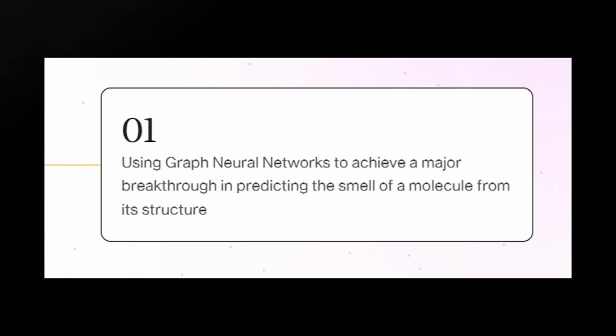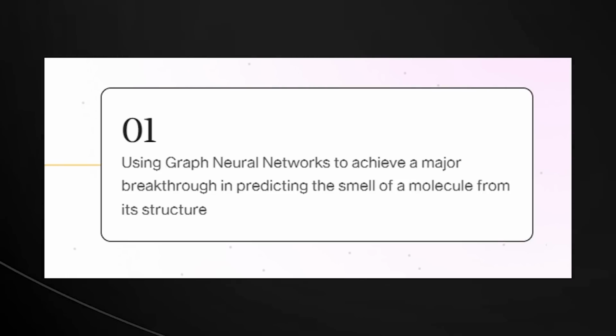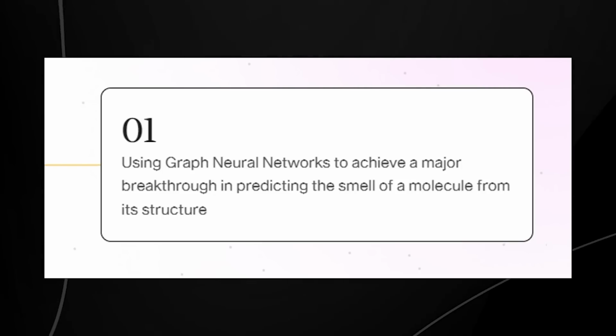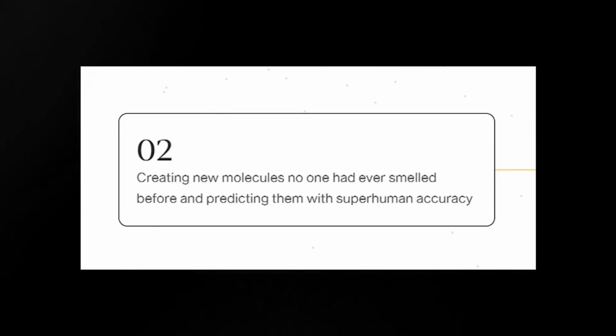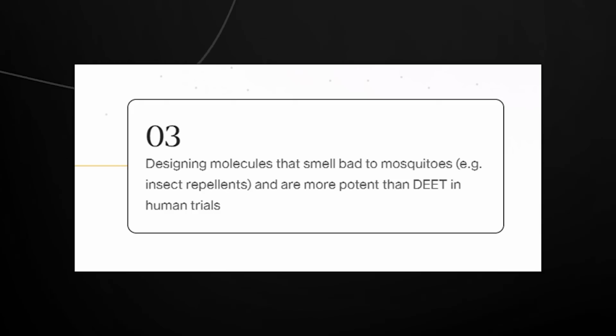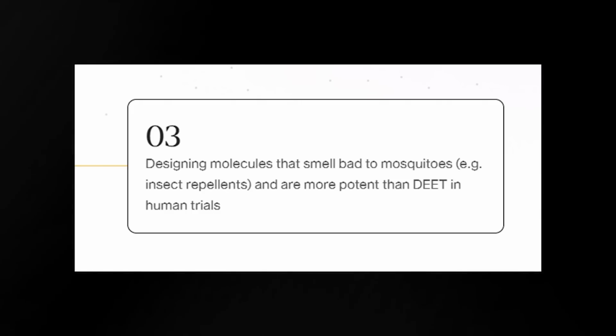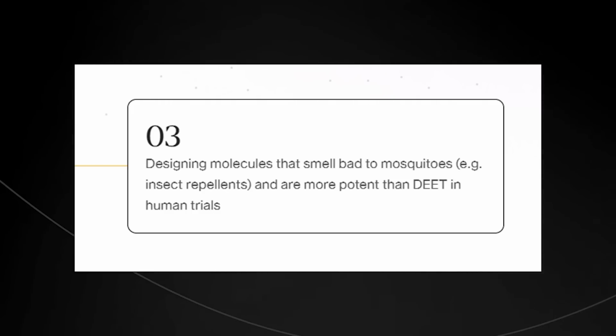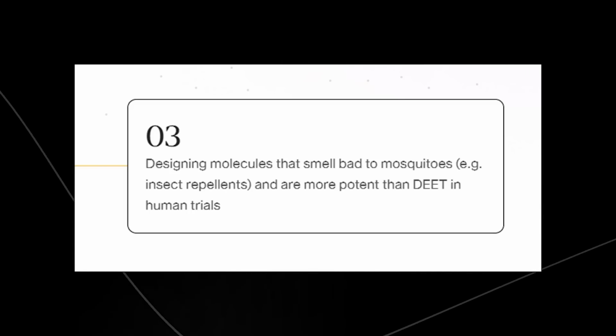Now, first, they say that they use graph neural networks to achieve a major breakthrough in predicting the smell of a molecule from its structure. Then they can create new molecules that no one has ever smelled before, predicting them with superhuman accuracy. And then, of course, they can potentially design molecules that smell bad to mosquitoes, for example, insect repellents, that are more potent than DEET in human trials.